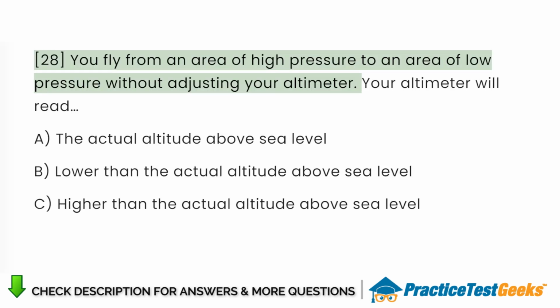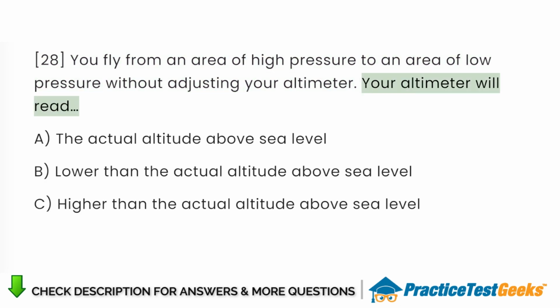You fly from an area of high pressure to an area of low pressure without adjusting your altimeter. Your altimeter will read A. The actual altitude above sea level. B. Lower than the actual altitude above sea level. C. Higher than the actual altitude above sea level.